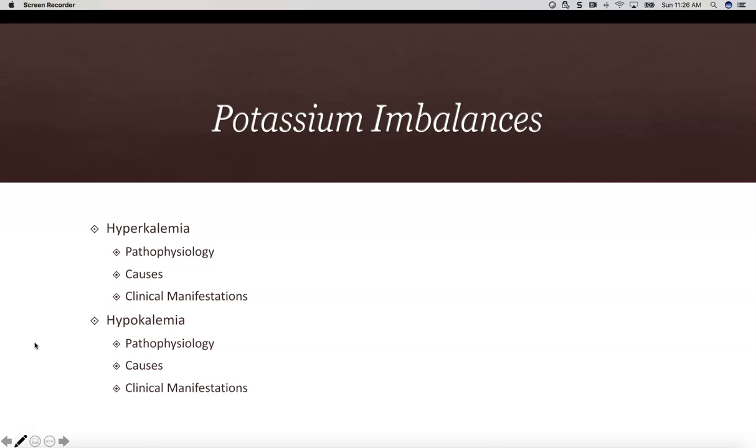Causes of this: vomiting, gastric suctioning, prolonged diarrhea, the use of diuretics and steroids, and inadequate intake are all things that can lead to hypokalemia. Other things are reduced intake of potassium, increased entry of potassium in the cells, and increased losses of the body's potassium.